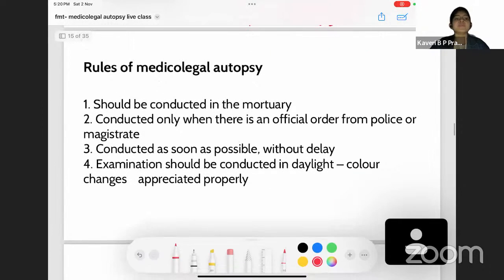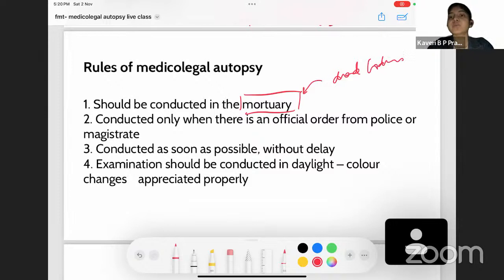Now, coming to the rules of medical legal autopsy. It should be conducted in a mortuary. What is a mortuary? A mortuary is a place where the dead bodies are stored. So you can do it only in these places where dead bodies are stored, simply because even if you want to do an autopsy, you can't just go to the hospital and do it somewhere in the ICU or in the ward. Okay, you have to do it in the mortuary, and it should be conducted only when there is an official order from the police or magistrate. Remember this point.